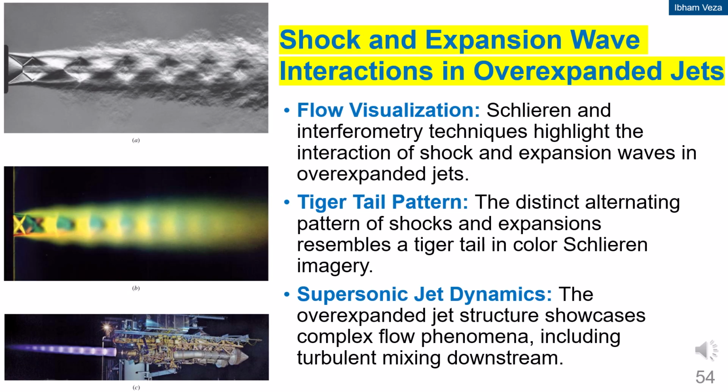Shock and expansion wave interactions in overexpanded jets. In an overexpanded jet, the exit pressure is lower than the ambient pressure. This condition causes a series of alternating shock and expansion waves to form. This pattern is often called a tiger tail in color-Schlieren visualizations. The flow structure becomes highly non-uniform and periodic. This phenomenon is commonly observed in rocket and jet engine nozzles.